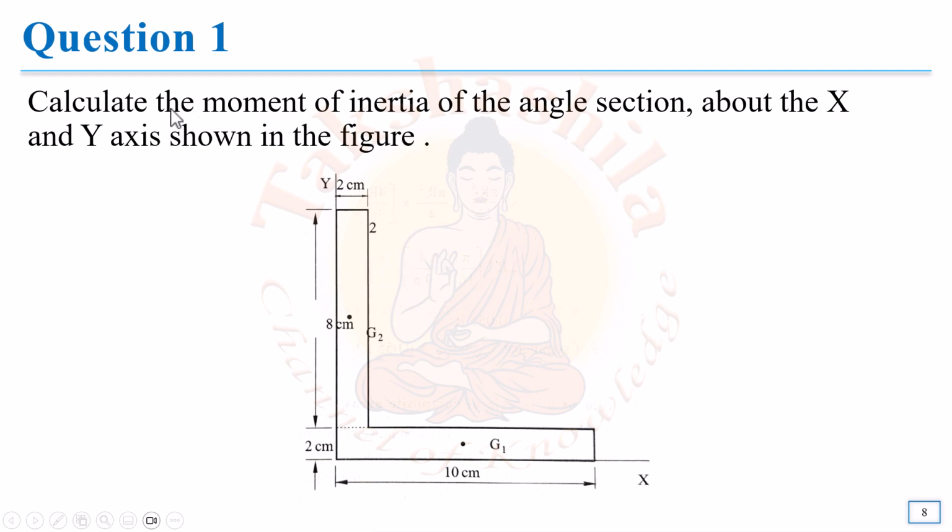Here we are supposed to calculate the moment of inertia of an angle section. This is the angle section about the x and y axis, which is shown in the figure. The section and the dimensions are given to you. The base dimension is 10, and on this side we have a rectangle with a height of 8 centimeter. Please note the width of the bottom rectangle is also given, that is 2 centimeter. The width of the top rectangle is also 2 centimeter.